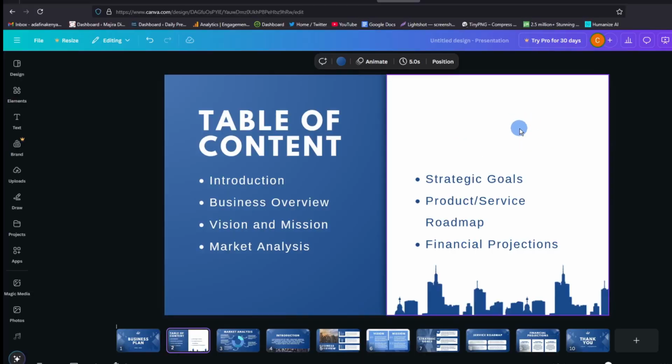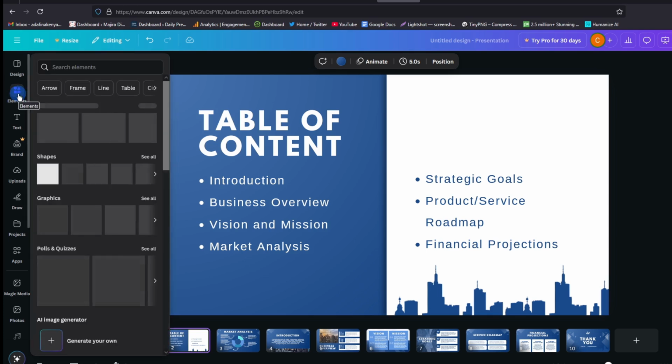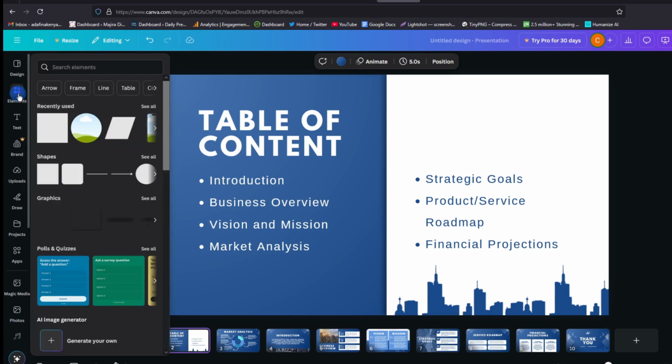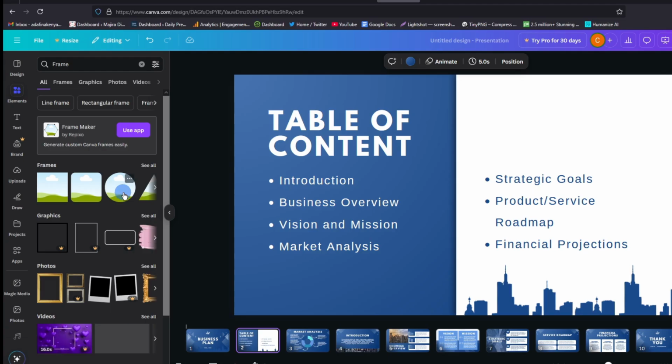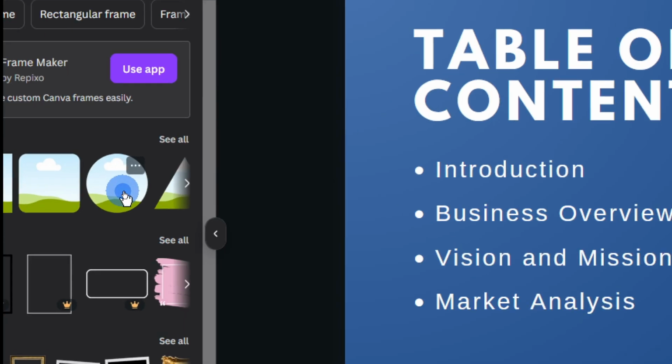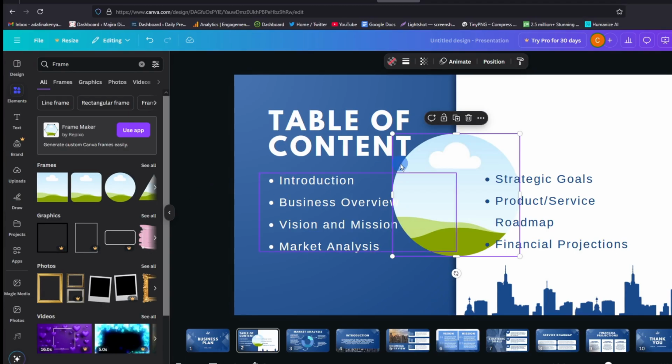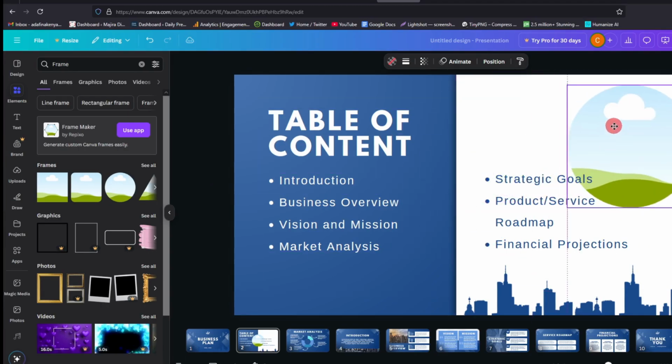Now, the best way to add a slide is to use frames. So what you need to do is go ahead and tap on elements here, and under elements, go ahead and choose frames. And I'd like to use this circular frame. So I'll go ahead and tap on it. And here is our frame.